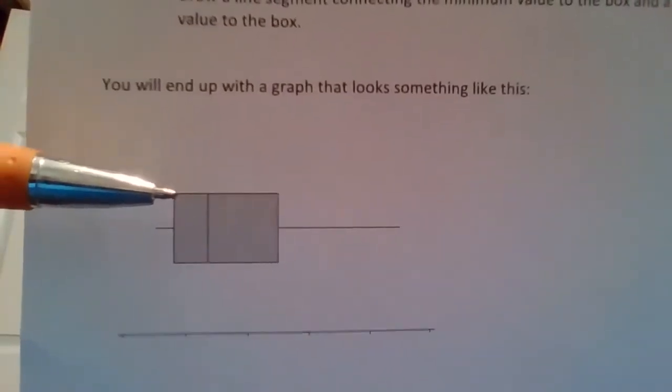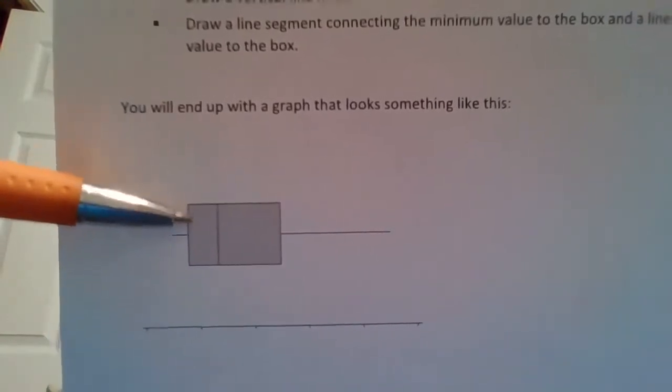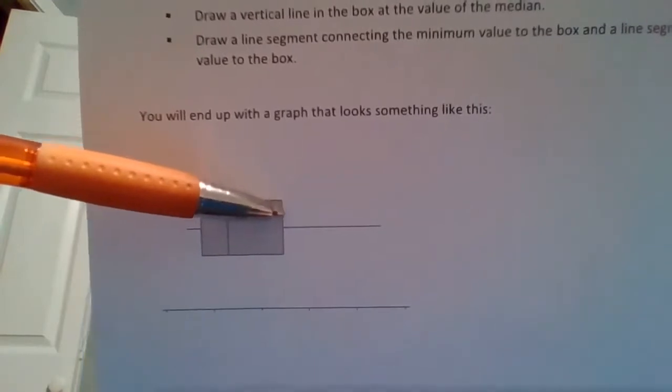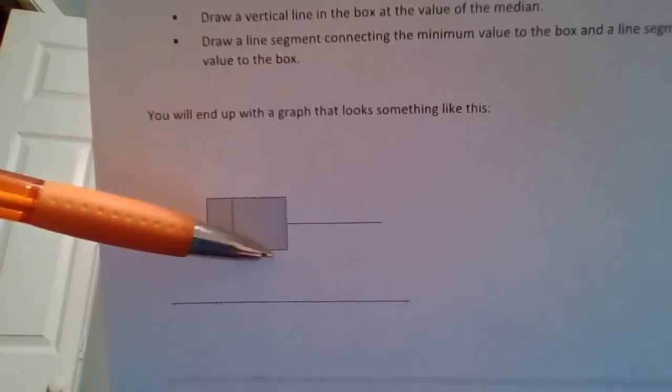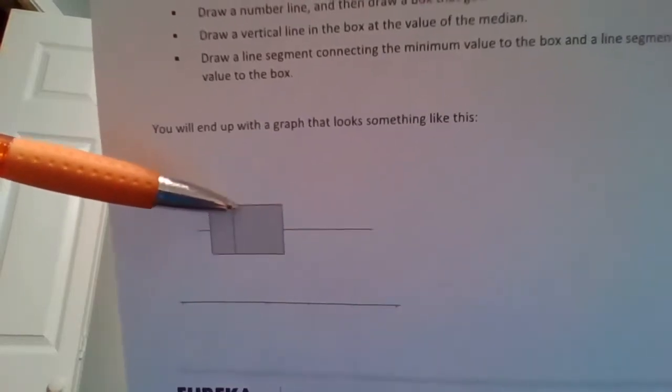Then it says, draw a vertical line in the box at the value of the median. Just to look at what I have so far, because this down here is a picture of the box plot, you can think of this line as Q1, and the box goes all the way over to Q3, and so this line shows Q3, and then the median is that line that's in the box. There's your median.